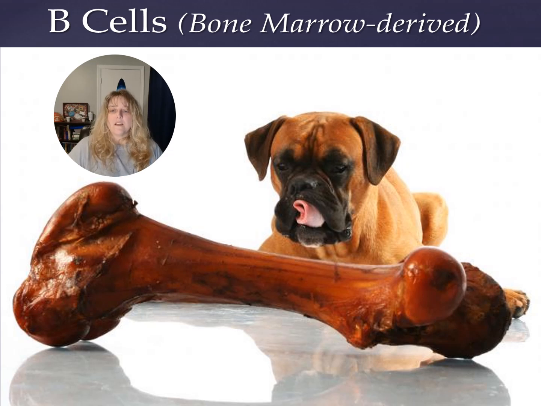And again, I use the humoral immunity, or the humerus, to help you remember that's a bone and it's a B cell. So that's bone marrow derived immunities.